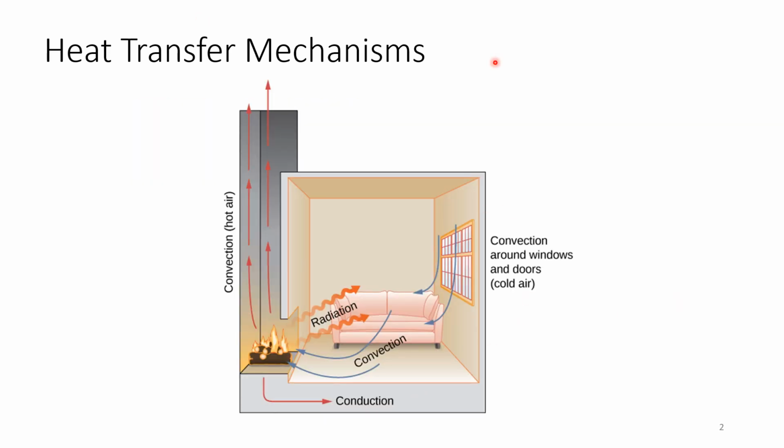In this example of a fireplace, heat transfer occurs by all three methods. We have radiation, responsible for most of the heat transfer into the room. Heat transfer also occurs through conduction into the room, but at a much slower rate. Heat transfer by convection occurs through cold air entering the room around the window and hot air leaving the room by rising up the chimney.